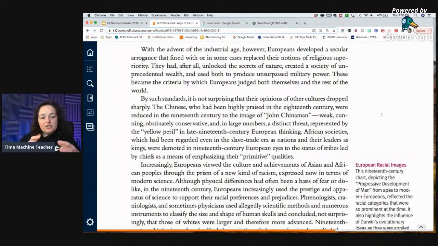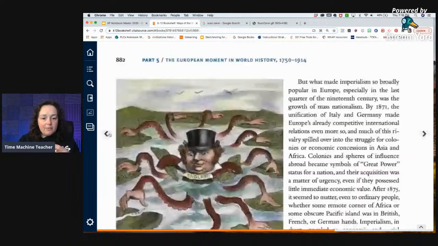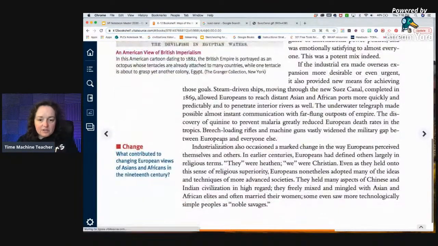So at first, before the Industrial Revolution, that's when they were kind of intermingling, and it's talked about, why did that change occur? Let's look at that one more time.